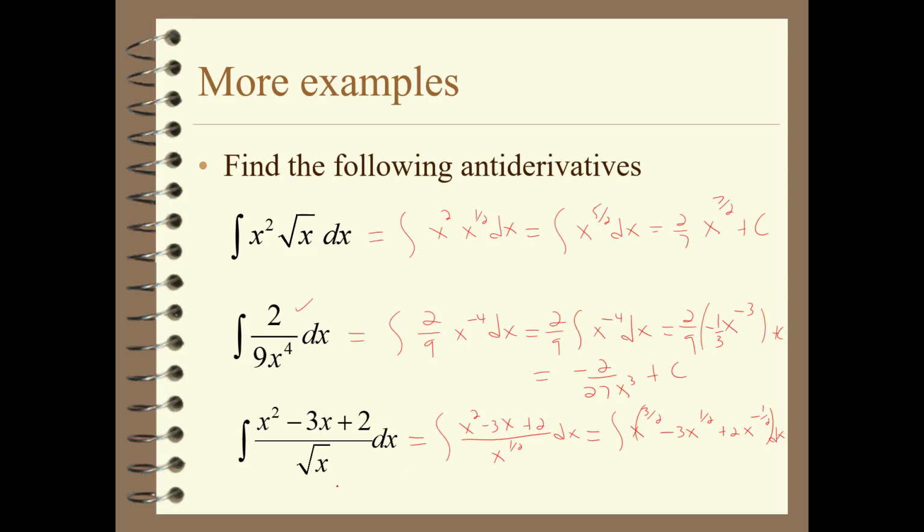Now I can find the antiderivative easily. I just take the x, I increase the power by 1, and I multiply by the reciprocal of that power. Then I have minus 3. The antiderivative of x to the 1/2 is x: I increase the power, I multiply by the reciprocal of that power. And then I have plus 2. I take the x, I increase the power by 1, I multiply by the reciprocal of that power, and I add c. That's the antiderivative. All you have to do now is go back and just simplify that. Multiply those constants through. Don't leave it like that.